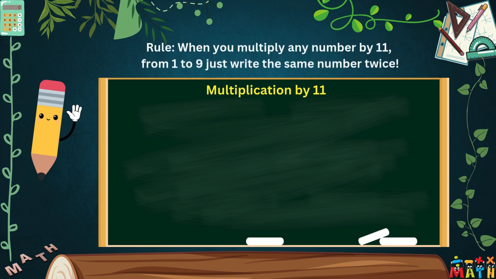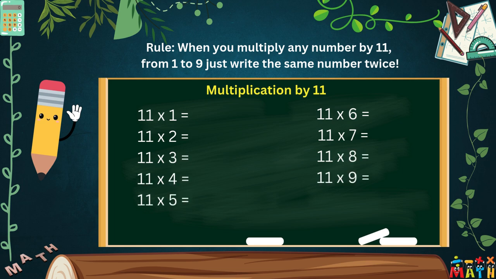Rule: when you multiply any number by 11 from 1 to 9, just write the same number twice. 11 times 1 equals 11. 11 times 2 equals 22. 11 times 3 equals 33. 11 times 4 equals 44. 11 times 5 equals 55.